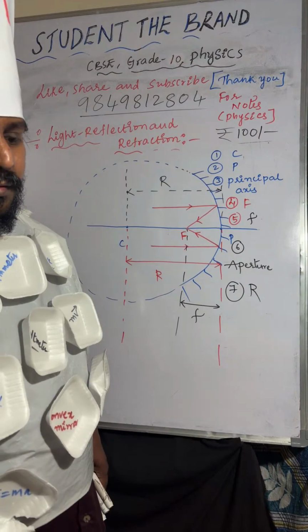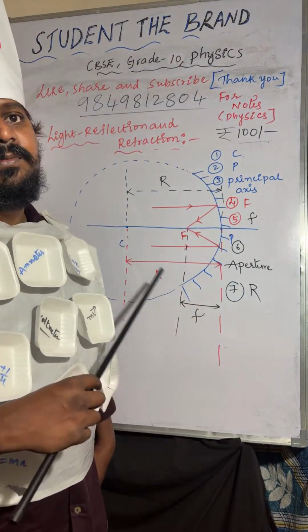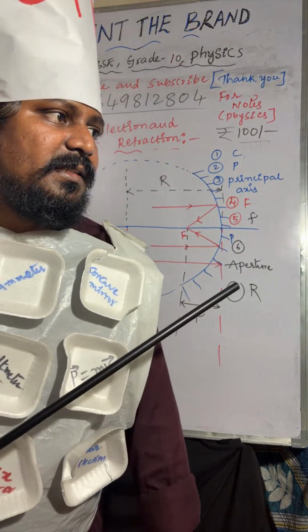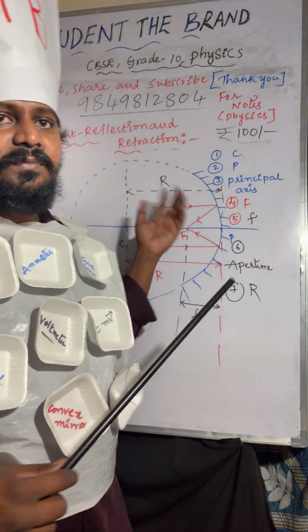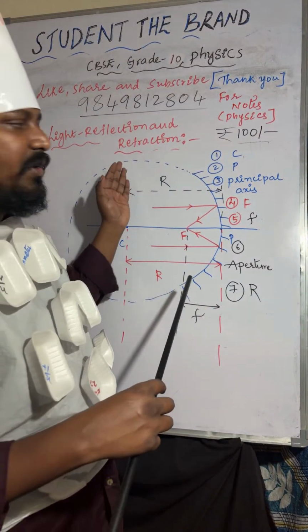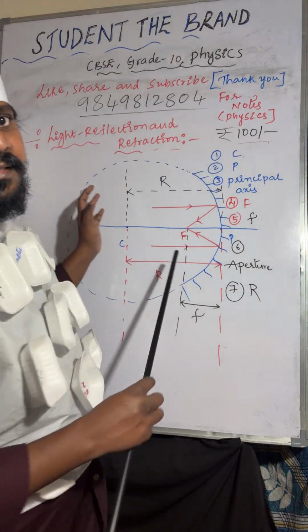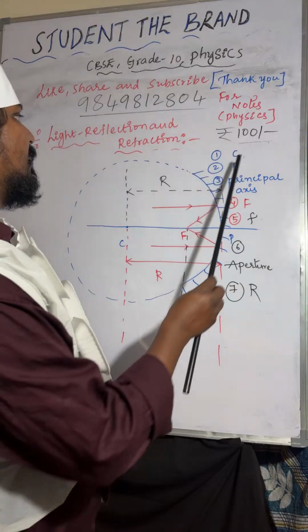Here you can see point number 1: the center of the imaginary sphere of which the mirror is a part. I am taking the entire sphere, and we are taking a small portion of it. The center of the imaginary sphere in which the mirror is a part is called the center of curvature.